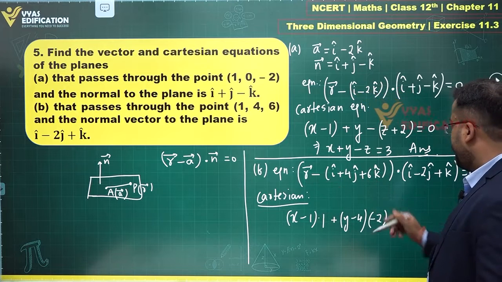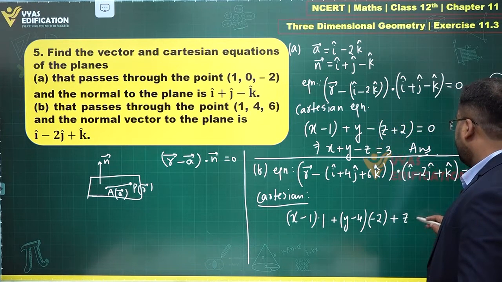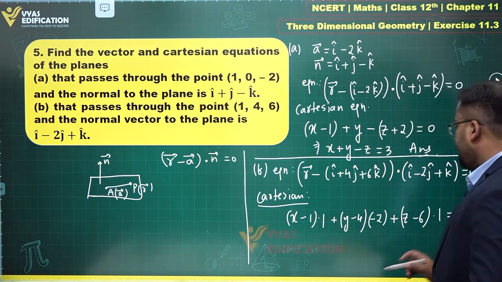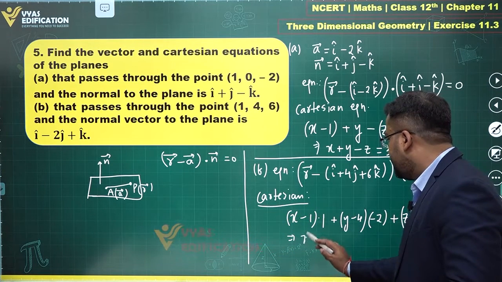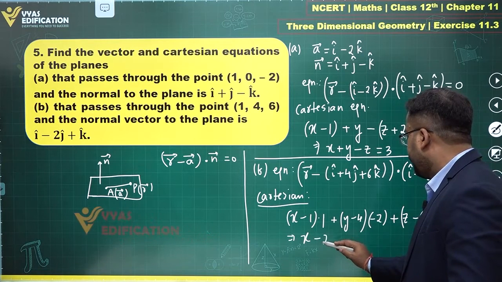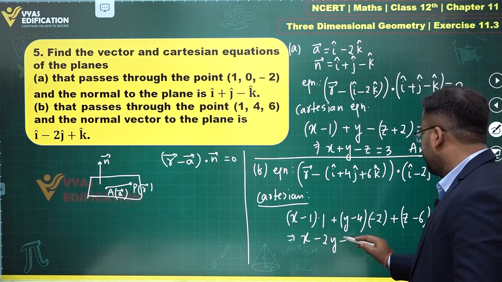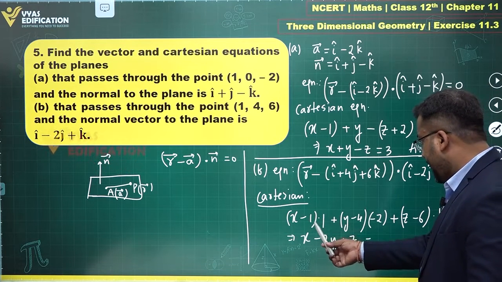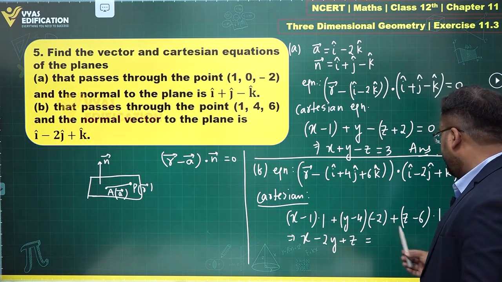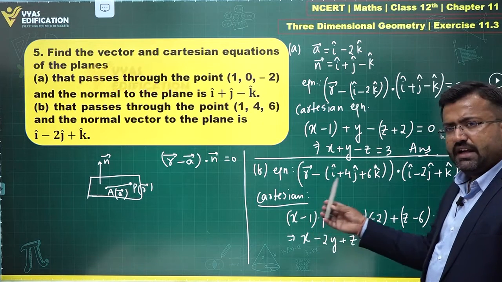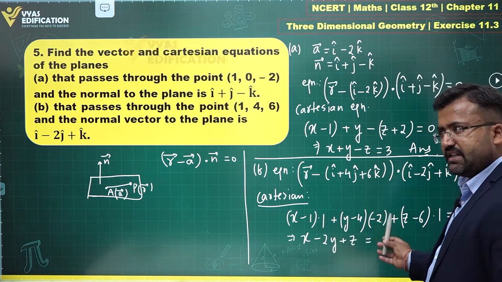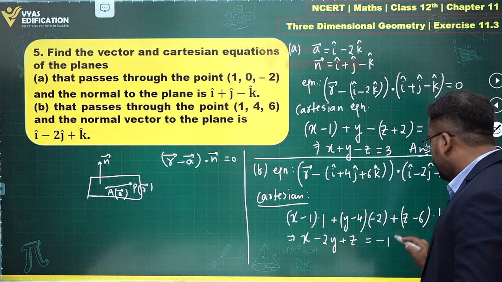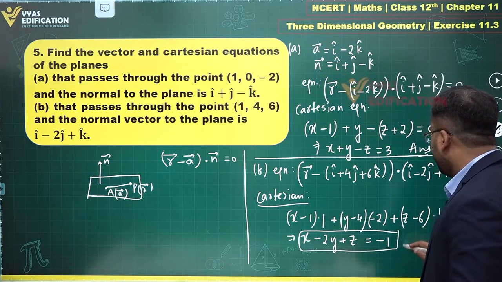Then you have z minus 6 times this 1 is equal to 0, and that gives me x minus 2y plus z is equal to minus 1 plus 8 minus 6. That is minus 1 minus 6 plus minus 1 plus 8 is 1. So that is a 1 over here, or minus 1 on the right hand side. This is what you obtain.